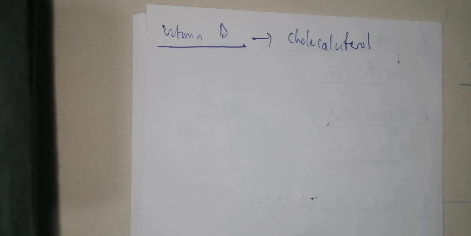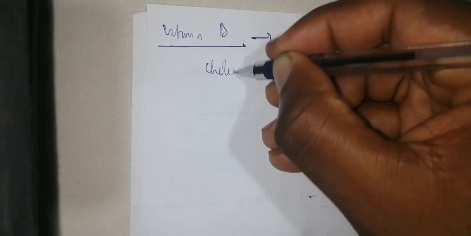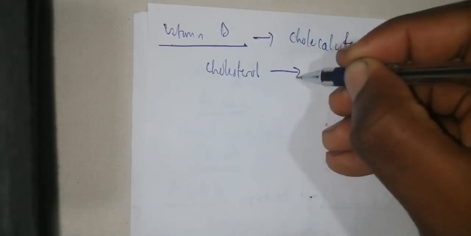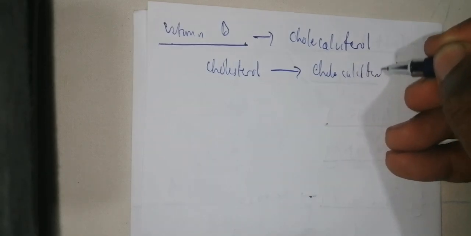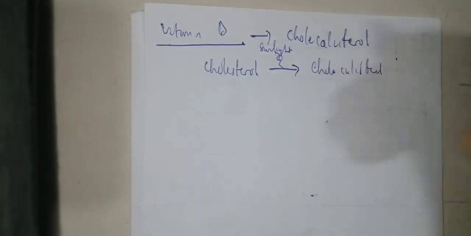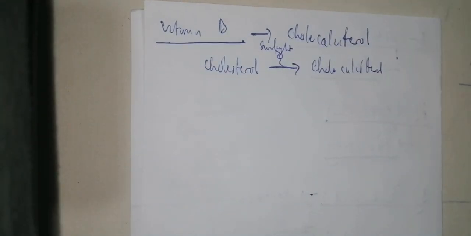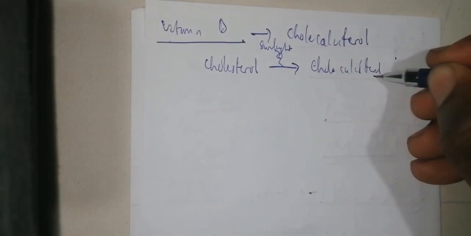Is it clear? So at the level of the skin, you need to know that in the production, cholesterol is going to be converted to cholecalciferol as a result of sunlight and the enzymatic processes of the skin. Is it clear? So we are going to have that, and this cholecalciferol is just containing one hydroxyl group.